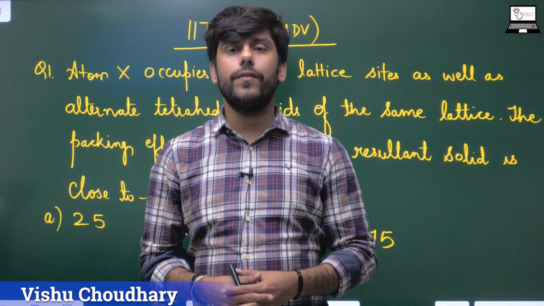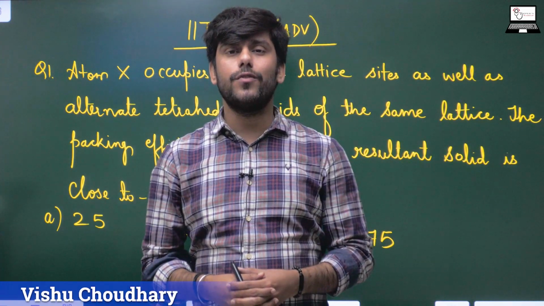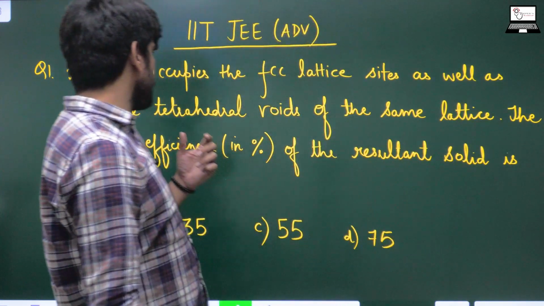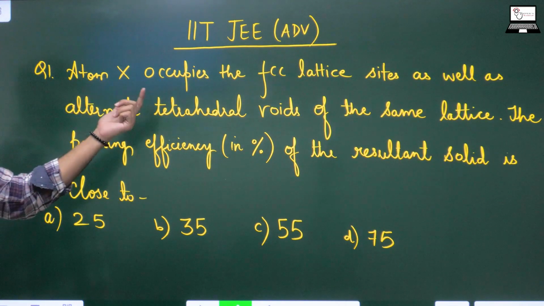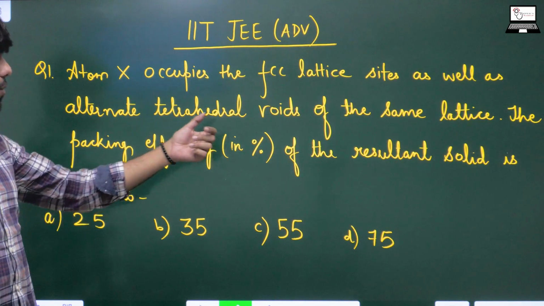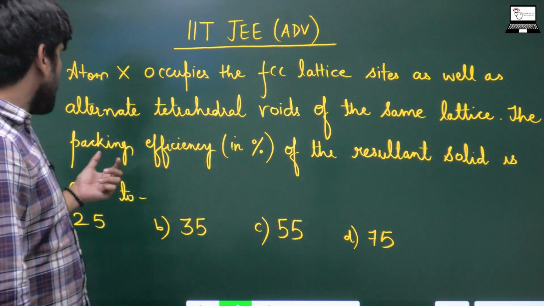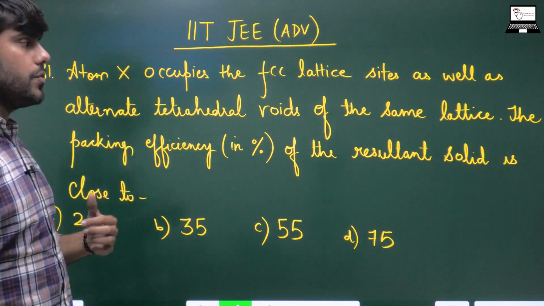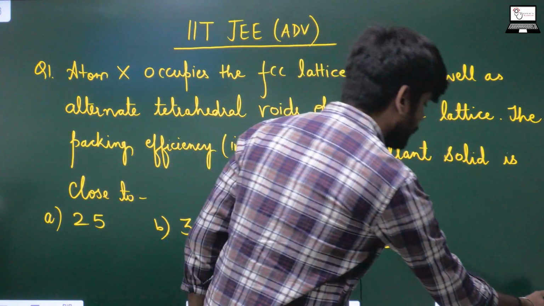Hello everyone, today we are going to discuss 2 to 3 questions from the IIT JEE Advanced section, and here is our first question. The question says atom X occupies the FCC lattice sites as well as alternate tetrahedral voids of the same lattice. The packing efficiency in percentage of the resultant solid is close to. Let us see the solution.